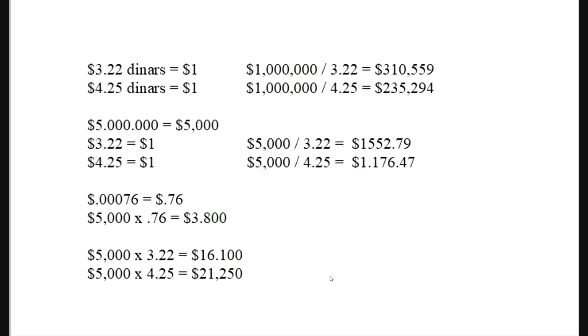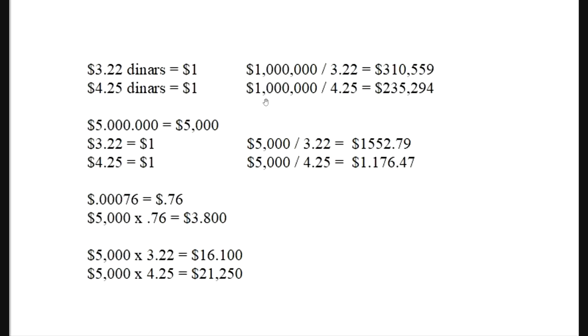So let's take a look at the way you have it. 3.22 dinars for $1. So for every million that you have, divided by 3.22, that's cool. That means I get $310,559. I'll take that. Or 4.25 gives me $235,294.